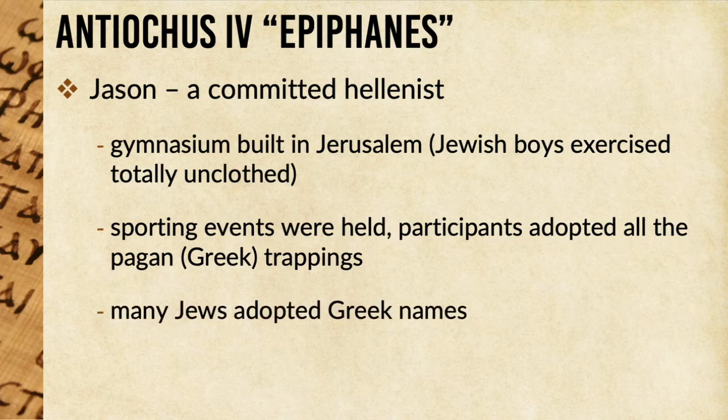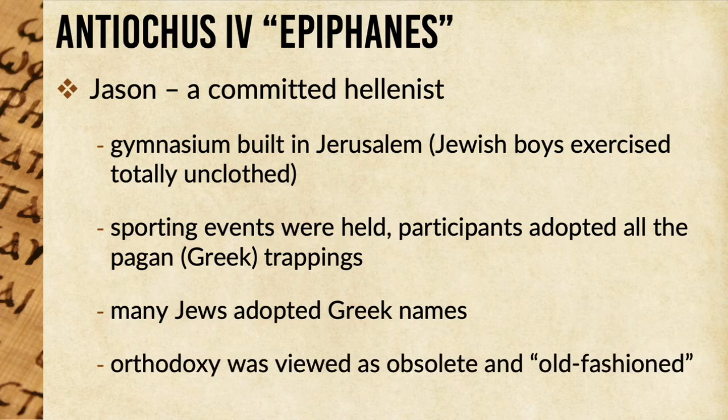At the same time, many Jews adopted Greek names. It's old-fashioned to have a Jewish name that recognizes perhaps the Lord, Jehovah, but we're going to have Greek names. Orthodoxy under Jason began to be viewed as obsolete and old-fashioned. That's something that rings familiar to us, doesn't it?